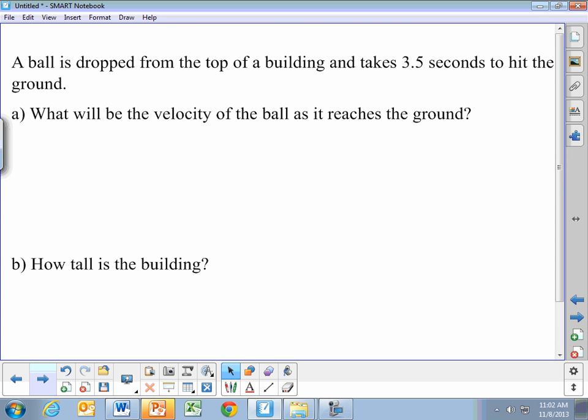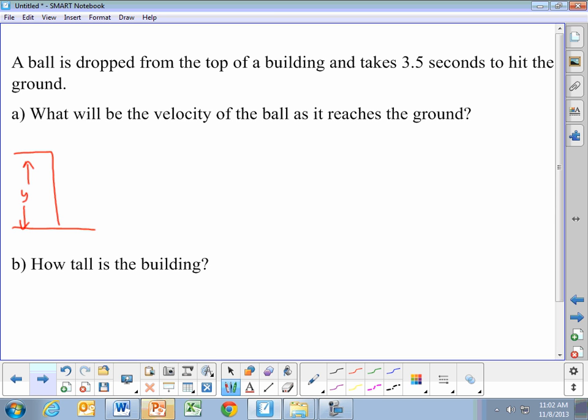In this next problem, we have a ball dropped from the top of a building, and it takes 3.5 seconds for the ball to reach the ground. And we want to figure out what the velocity of the ball was as it reached the ground and how tall the building was. So we don't know the height of the building. It's starting from some unknown height. We know that the final height is going to be 0.